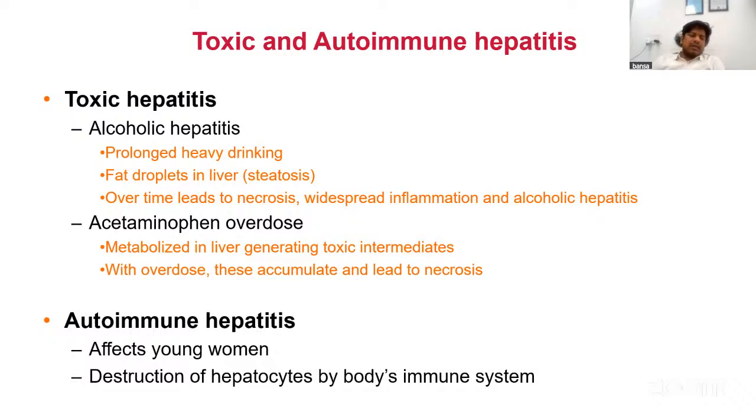The second toxin is acetaminophen, which is generally due to overconsumption. It is metabolized in the liver, generating highly toxic metabolic intermediates. With overdose, these accumulate and lead to necrosis and acute liver failure. Autoimmune hepatitis generally affects young women, with destruction of hepatocytes by the body's immune system.